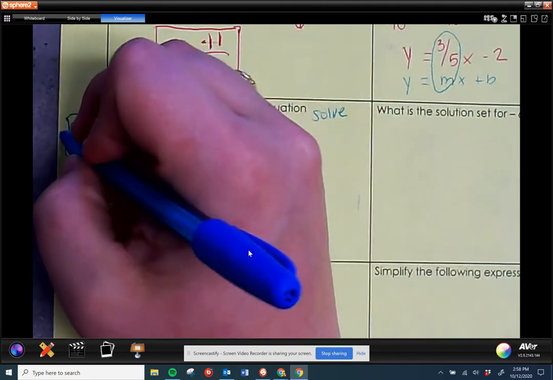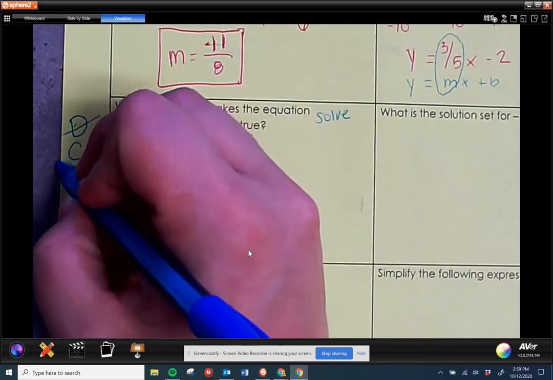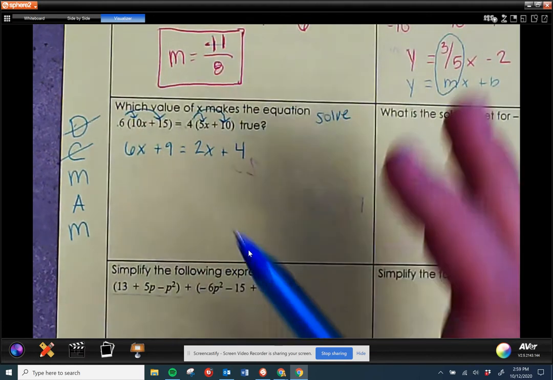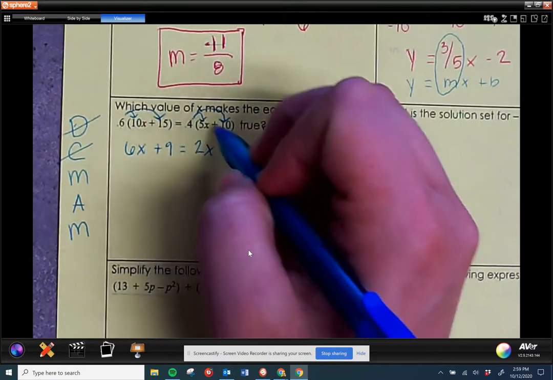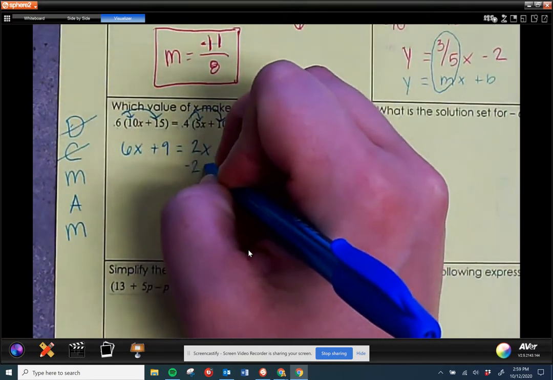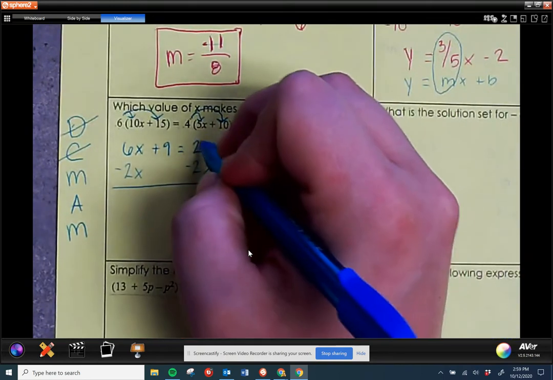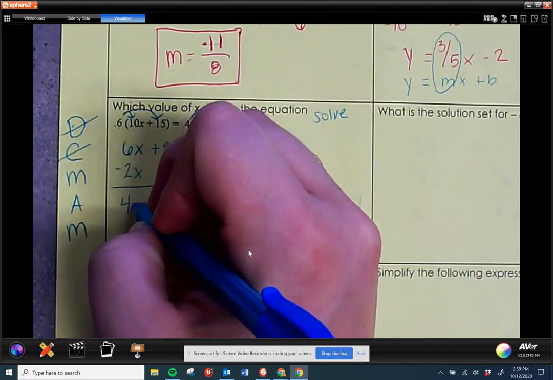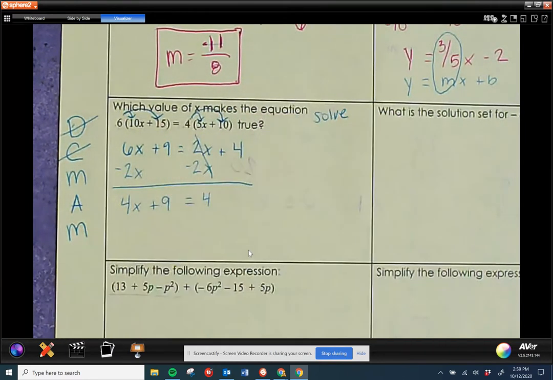Now, we did our distribution, and then we looked to see if we need to combine like terms. There are no like terms on the same side of the equal sign in this problem, so we can skip that step. Now we're going to move all of our variables over to the left. The way I move a positive 2x is I will subtract that 2x, minus 2x, minus 2x. Over here, this is going to end up being 0. 6x minus 2x is 4x. I still have my plus 9, and I still have my 4 over there at the back.